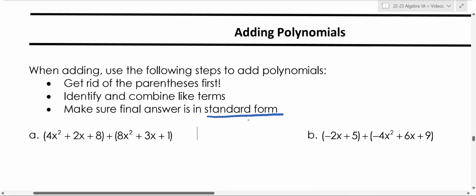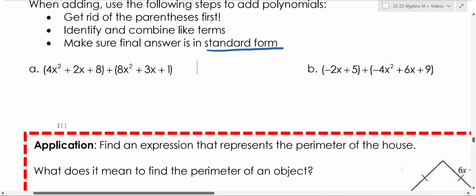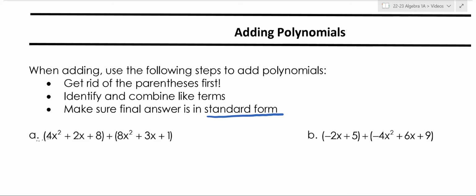So here we go. All right, A: 4x squared plus 2x plus 8 in parentheses. So this polynomial plus that polynomial. All right, so when you're adding and the coefficient is an understood one, we can ignore the parentheses. So here we go. Ignore parentheses.